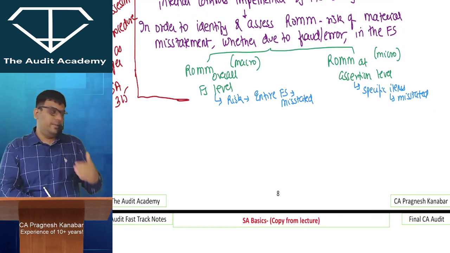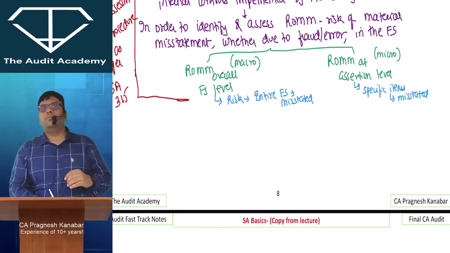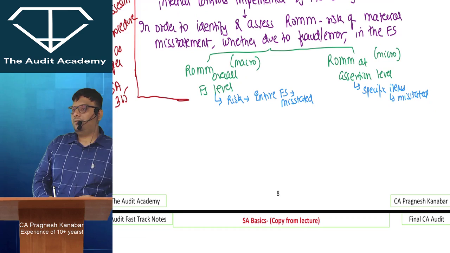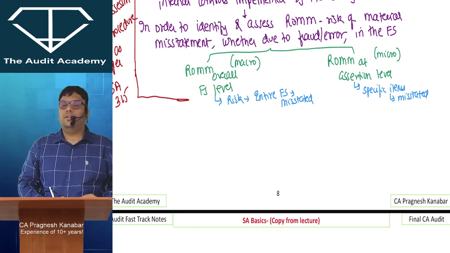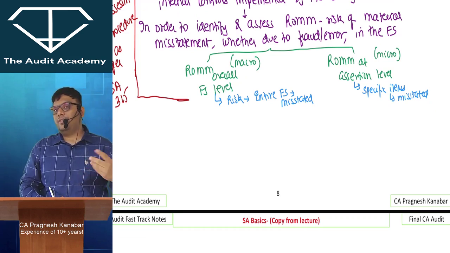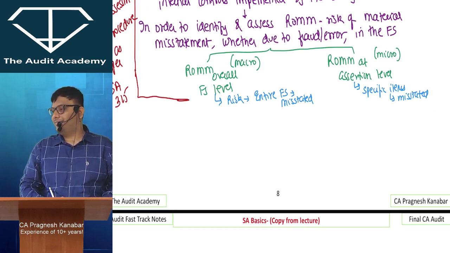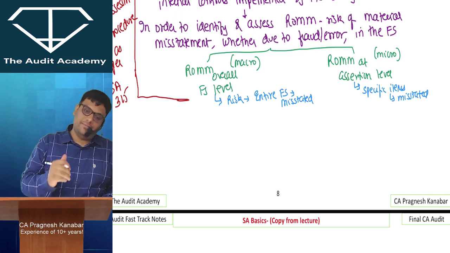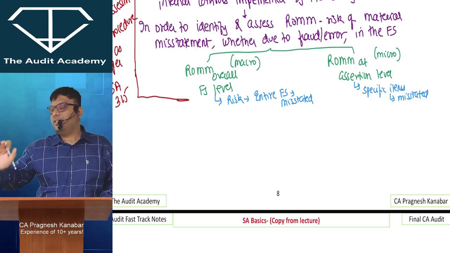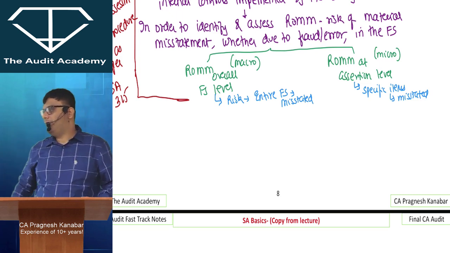Because this is one of their MCQs. The company is going to raise finance. What does this indicate? ROMM at overall FS level, ROMM at assertion level, both of these, none of these. So you have to tell them that if the company is raising finance, that means there is a risk of material misstatement at overall FS level.